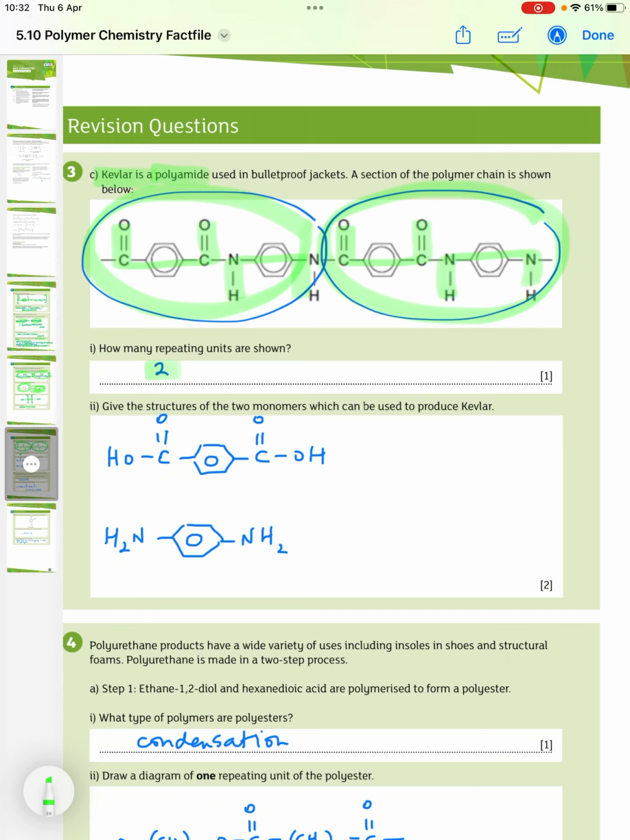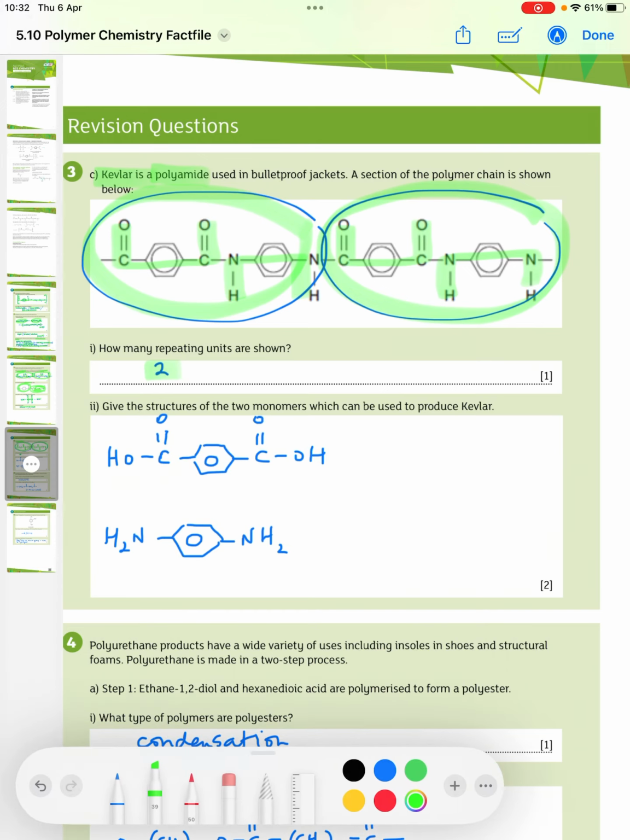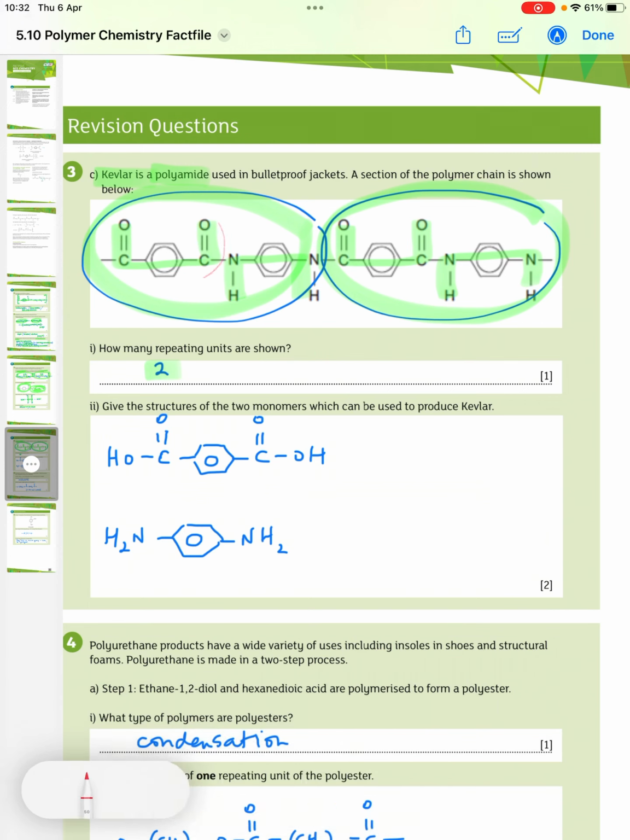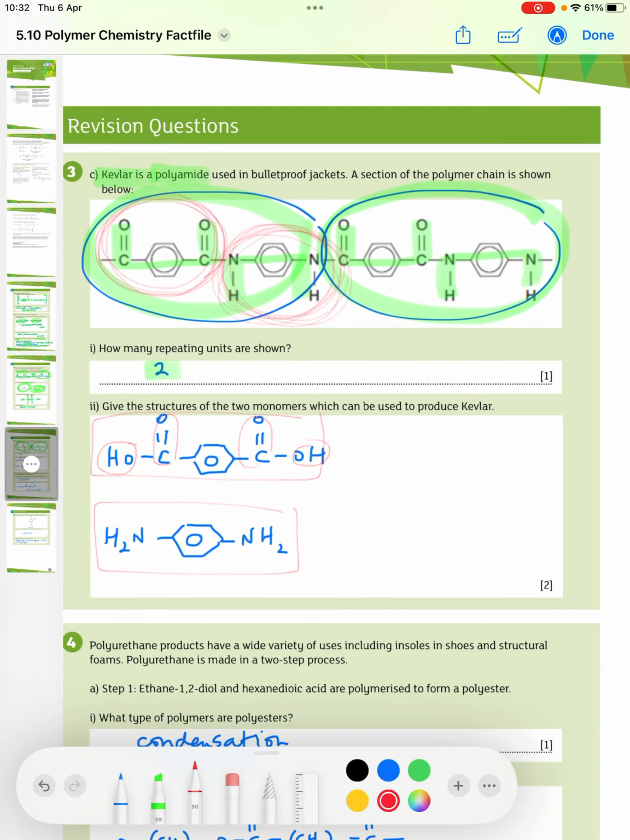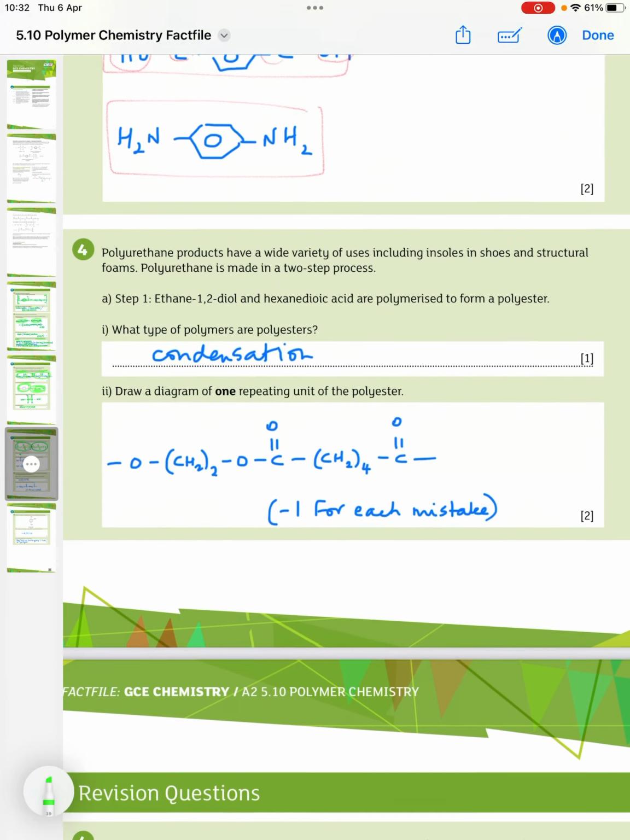And give the structures of the 2 monomers which can be used to produce Kevlar. This is the first monomer, and you'll see it here. We turn it into a diacid. So we have the OH groups at each end, but it's a benzene ring with a carbonyl group each side, and then the OH groups, which make them into acids. And then the other one is the benzene ring with the amine groups either side.